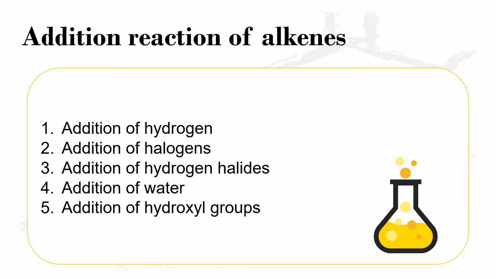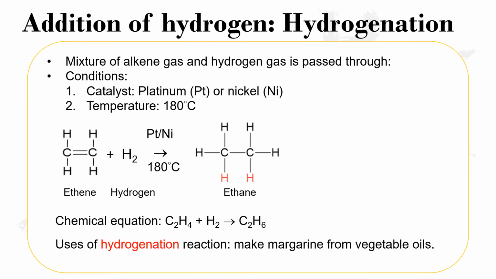Alkenes contain a double bond between carbon atoms which is unstable. This causes the alkene to be very reactive, and it undergoes addition reaction in which the carbon-carbon double bond breaks open to form two new single bonds. So when an alkene undergoes addition reaction, the unsaturated hydrocarbon itself is converted to a saturated compound. There are 5: addition of hydrogen, halogens, hydrogen halides, water, and hydroxyl group. So we'll look at the first addition reaction of alkenes, which is the addition of hydrogen.